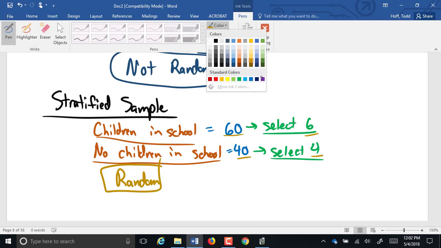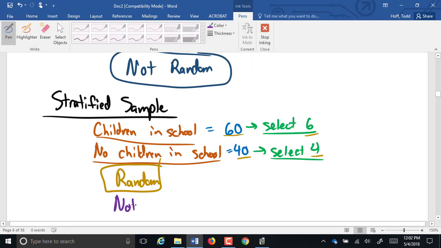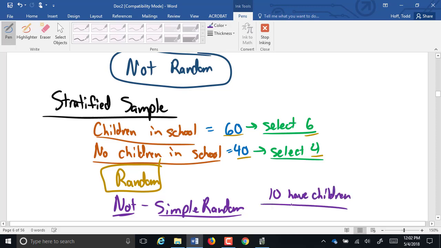However, it is not simple random. Why not? Because it is possible to have a sample where all 10 have children in school. That sample could not possibly be selected.